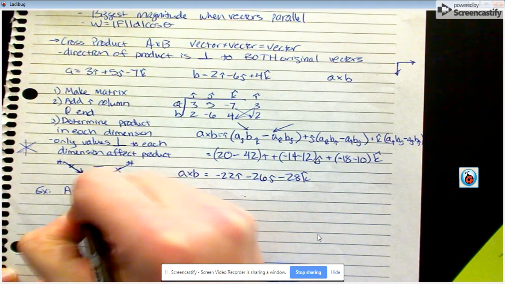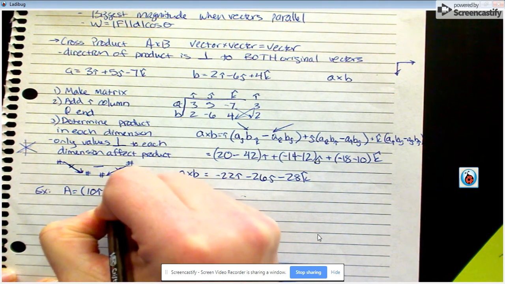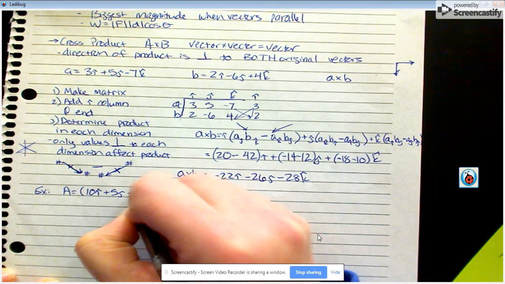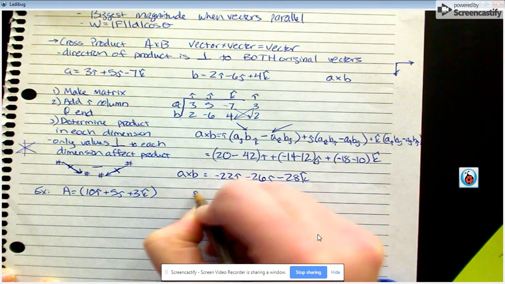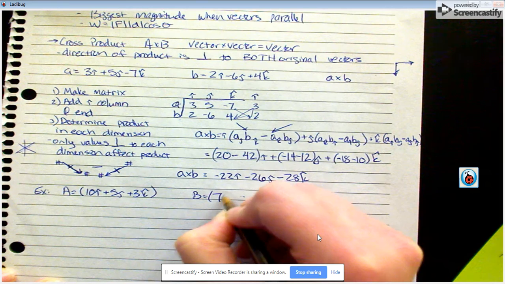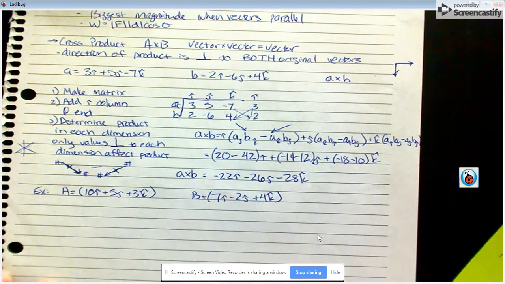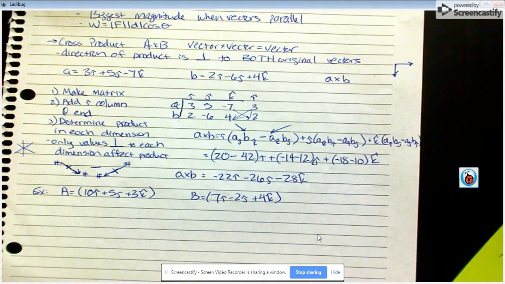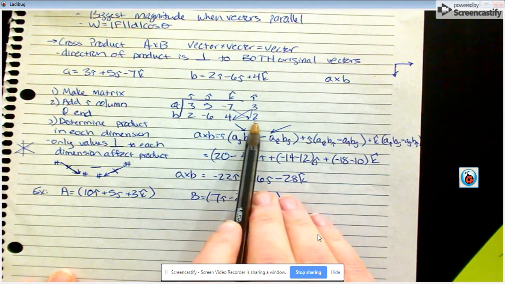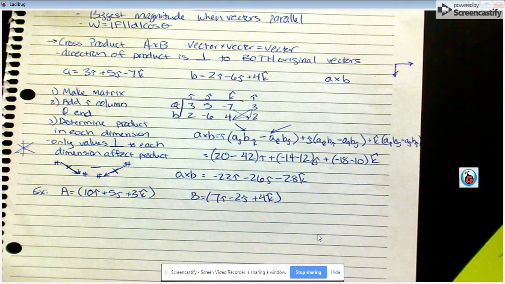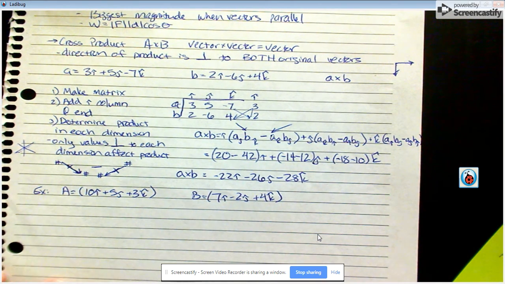So we'll have a vector that's 10 i hat plus 5 j hat plus 3 k hat. And here is our B vector. So if that made sense to you, go ahead and pause the video, see if you can set up the matrix, set up your other i column, and do your crosses. Okay, go ahead and try it on your own, and then you can just skip ahead to the final answer and see how you did. I'm going to go through the process.